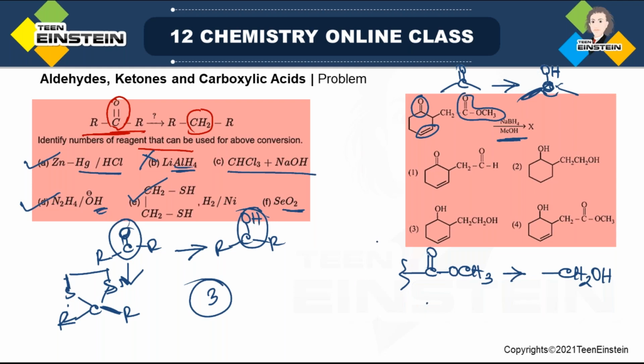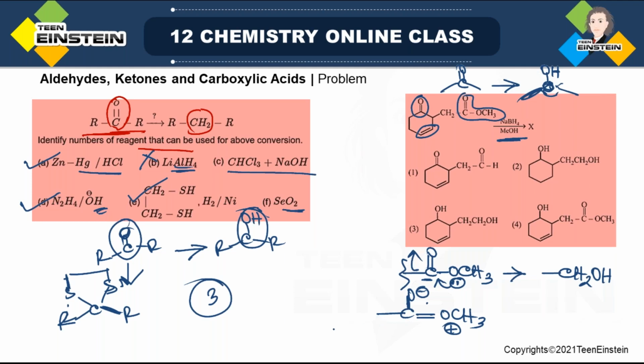This cannot reduce ester, because if you consider the ester carbonyl group, the carbon's electropositive character is very less. Why is it less? It is because of this type of resonance. If you draw the resonance structure, it is like this. Because of this resonance, the double bond character of carbon is reduced, because now you have a single bond between carbon and oxygen. So the electropositive character of carbon is reduced.